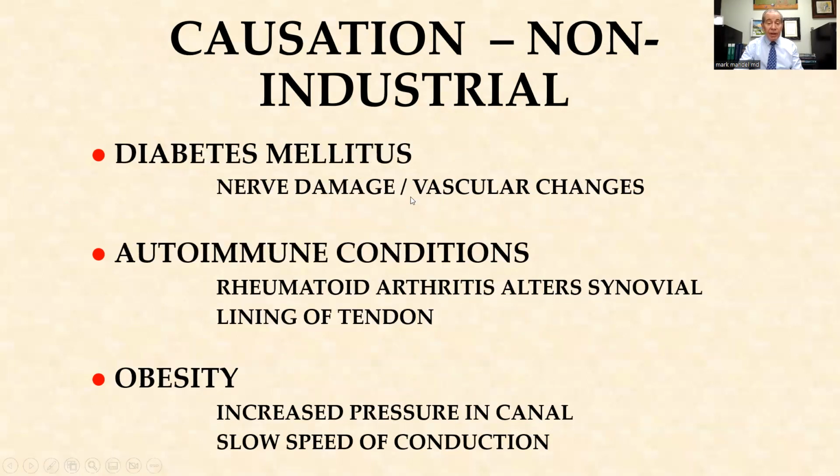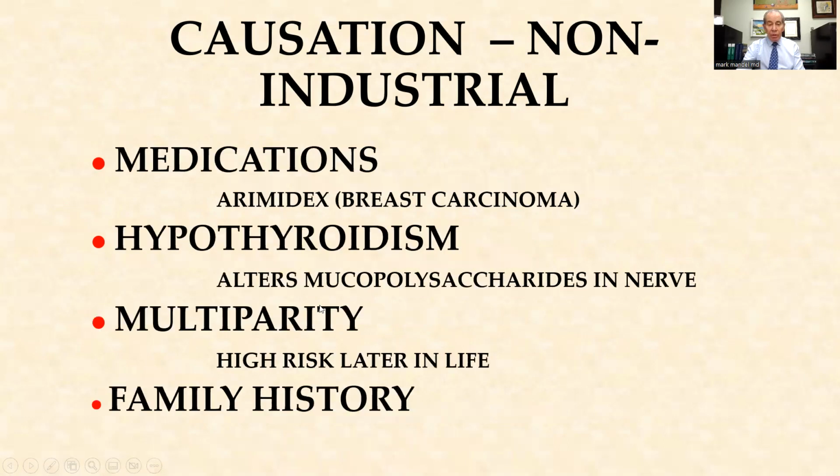So we also, in addition to that, we have diabetes. They feel that severe diabetics actually have damage to the nerve itself, but also diabetes alters the microcirculation, so the blood supply to the nerve is altered. High incidence of rheumatoid arthritis because it makes the synovial lining swell, causing pressure, and an increased incidence in obesity. And the hypothesis here is people who are obese have the conduction of the nerve altered.